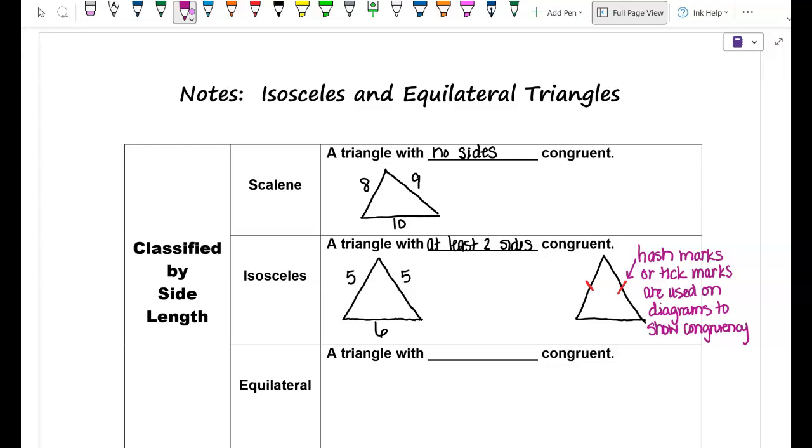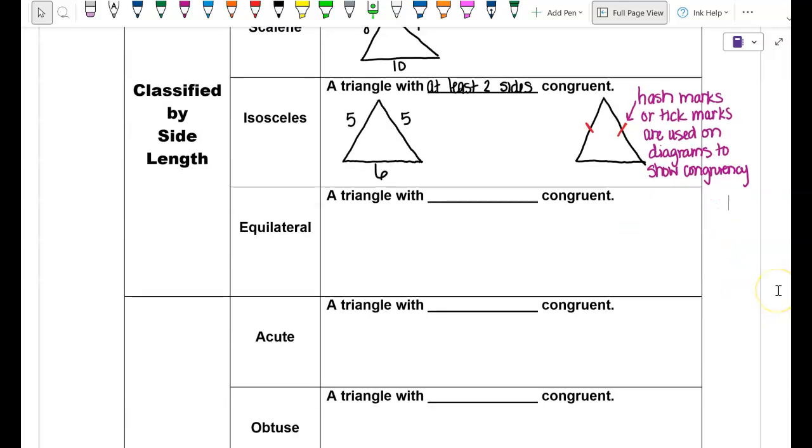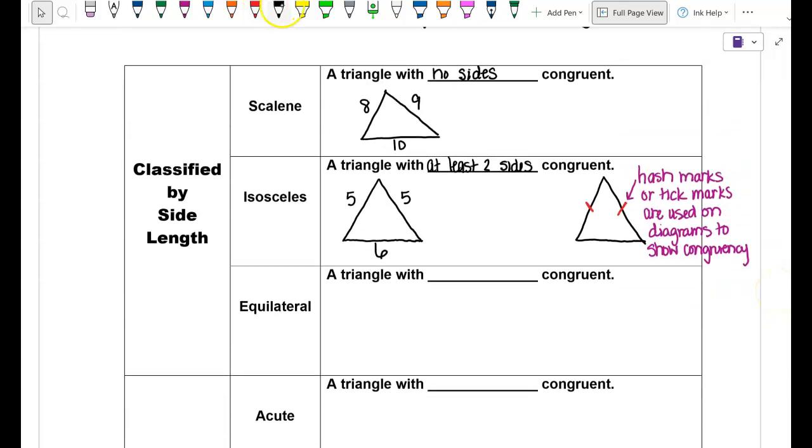And then the last way to classify a triangle by its side lengths is what we call an equilateral triangle. So we've had no sides congruent, two sides congruent, which leaves us with all three sides congruent. Just like the name implies, equa meaning equal, lateral meaning side. So it says equal sides in the name. So in this case, I would have a triangle. Let's say these all measure 3.